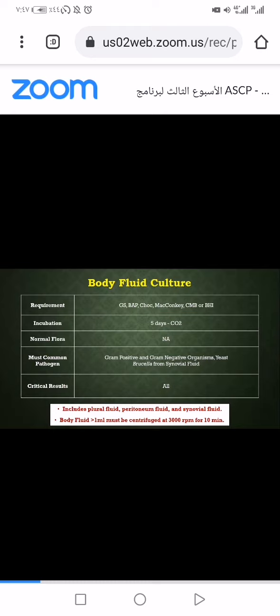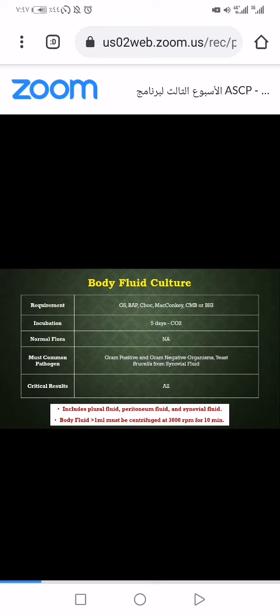There is no normal flora because it is a sterile site. Synovial fluid, peritoneal fluid, and pleural fluid are usually sterile. All these types of fluid are sterile, so there is no normal flora. Most common pathogen, we cannot mention just one, many types of pathogens can grow, like gram-positive and gram-negative.